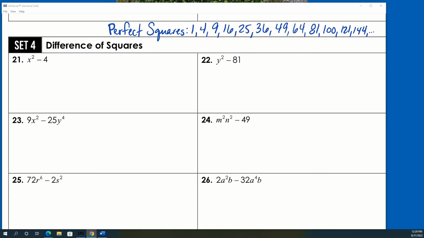And you guys can always create this list. Do you need this? Okay, you got it. You can always create this list with a calculator. Just start squaring numbers. That's fine.